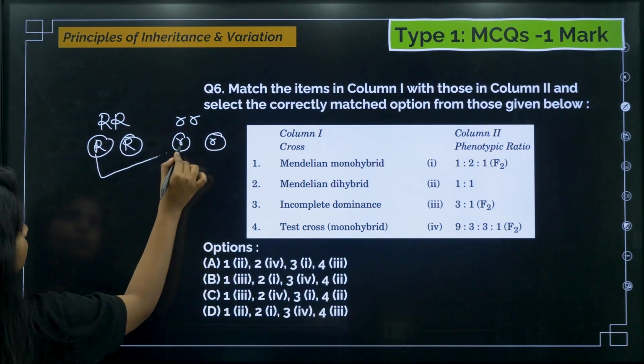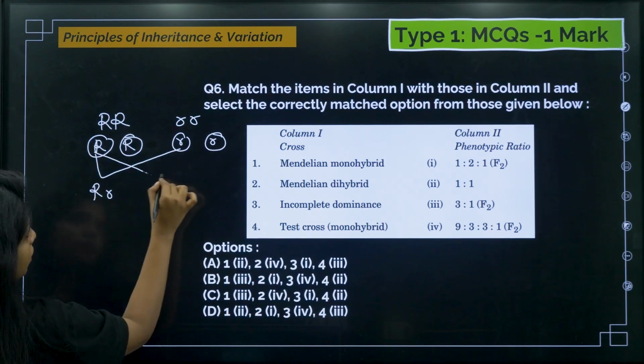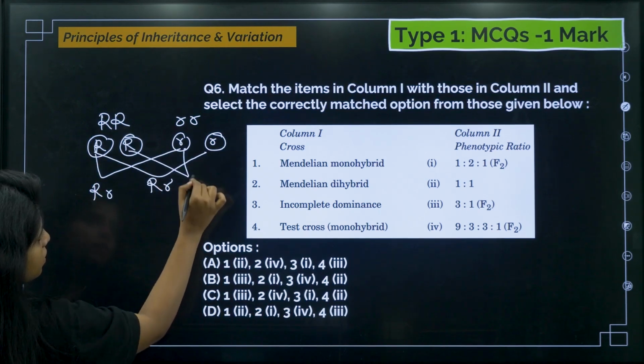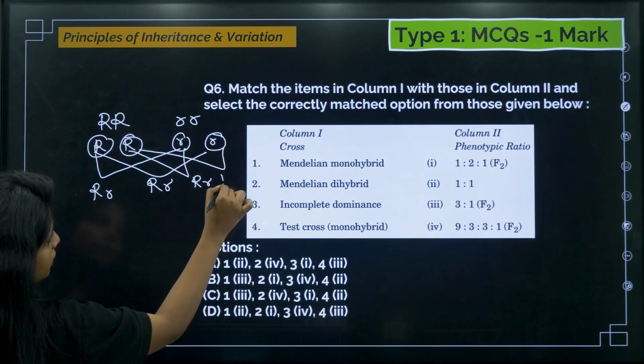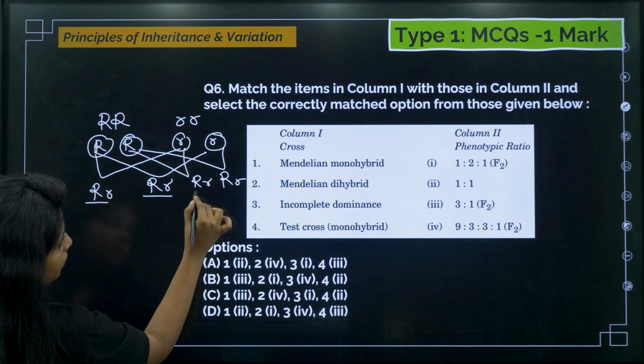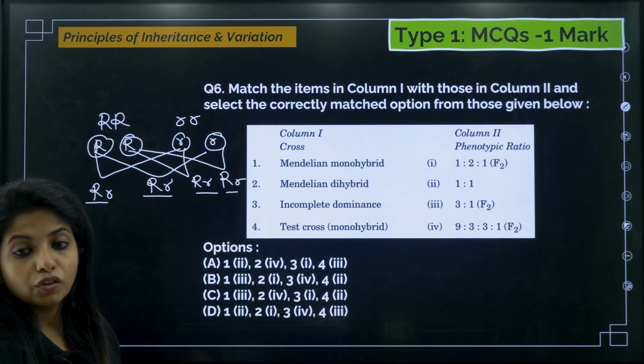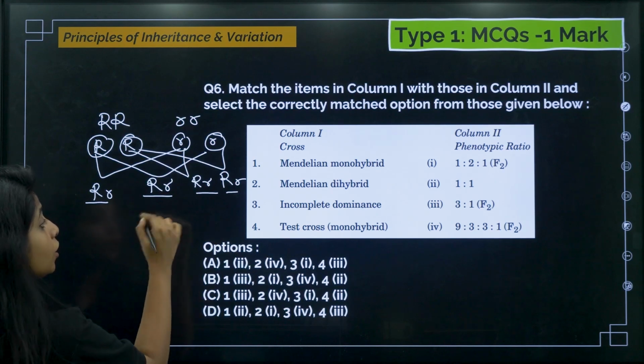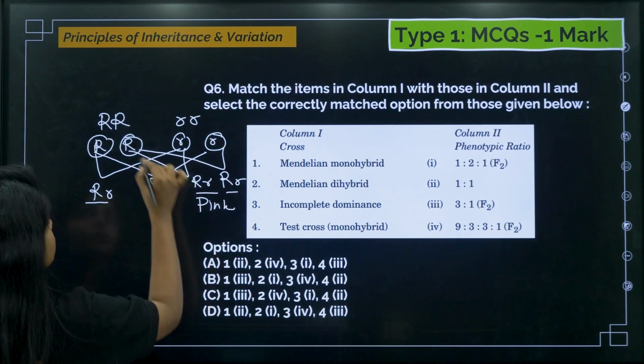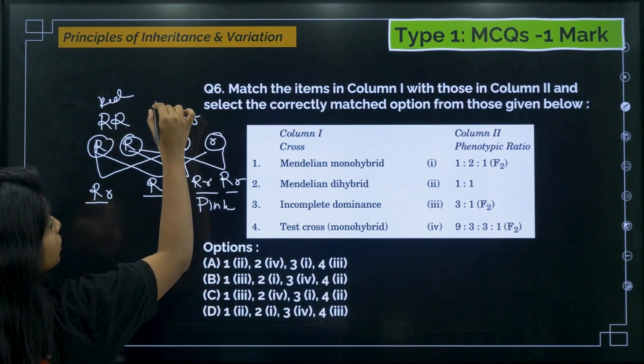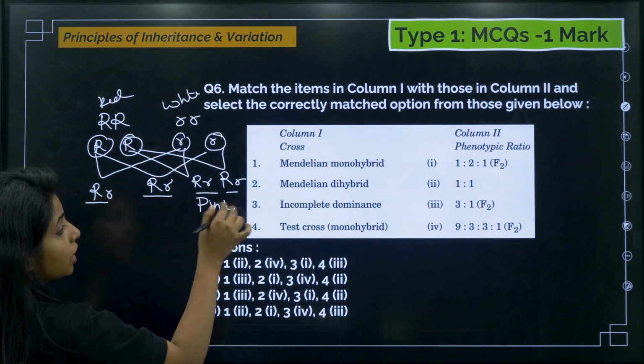Okay. Now when I fuse this with this, I get capital R, small r. Same thing. So all of them, genotypically they are all the same, phenotypically they are all pink. This was red, this was white, but the progeny are all pink.